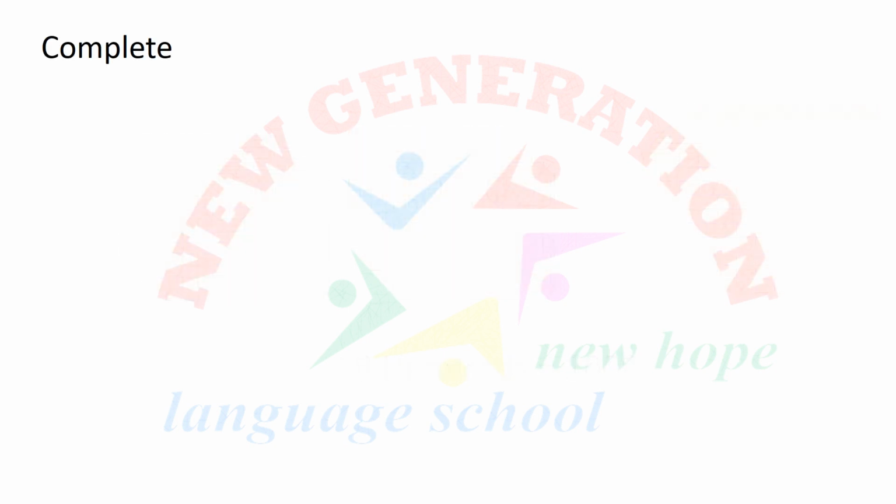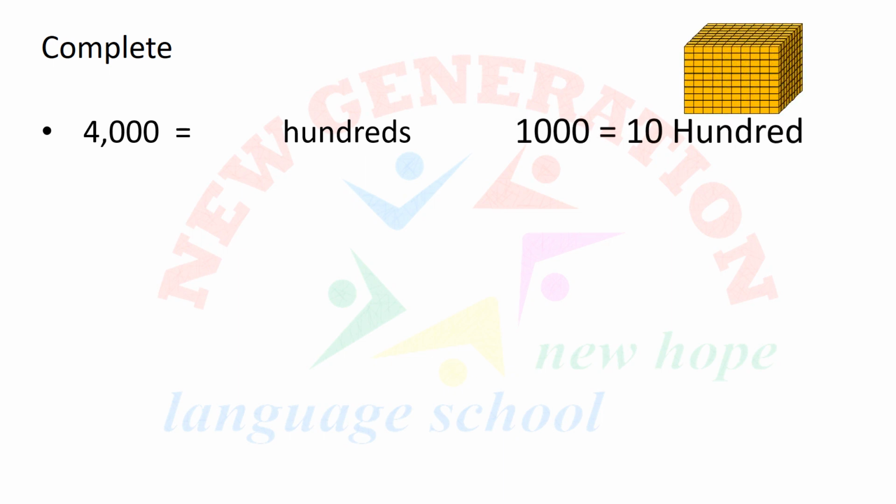Okay, complete. 4000 equals what hundreds? I want to put the 4000 in terms of the hundreds. I ask myself how many hundreds are inside the 1000. We know that 1000 equals 10 hundreds. So the 4000 will be 40 hundreds. Is it clear? There is a much easier way to solve this problem.